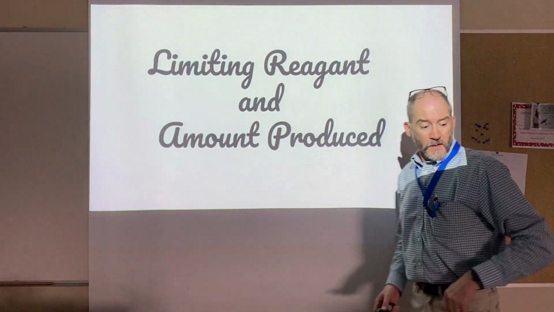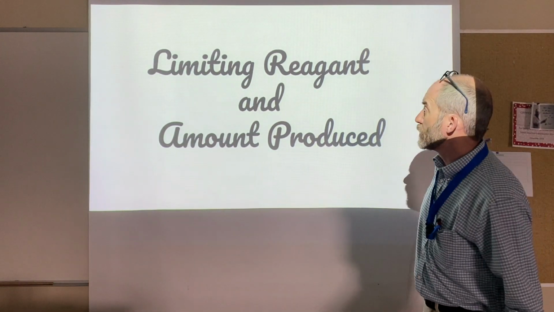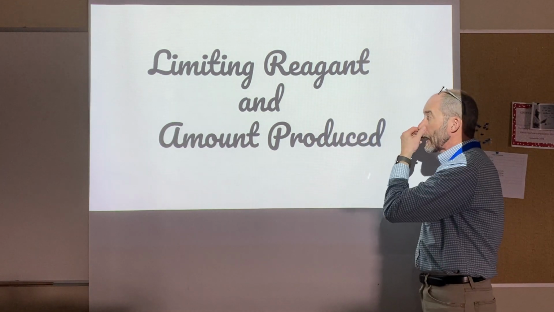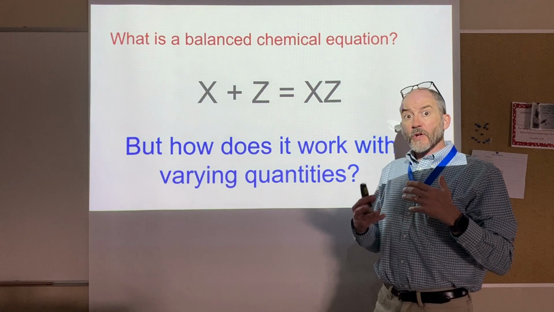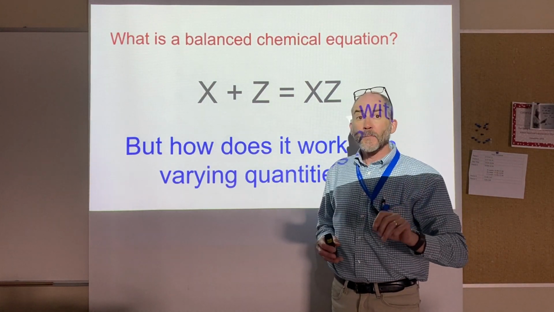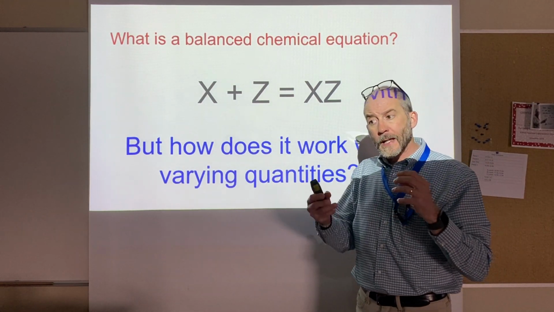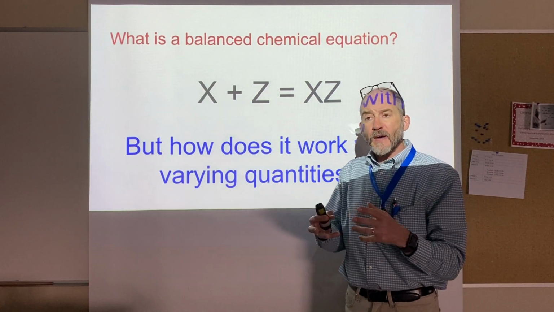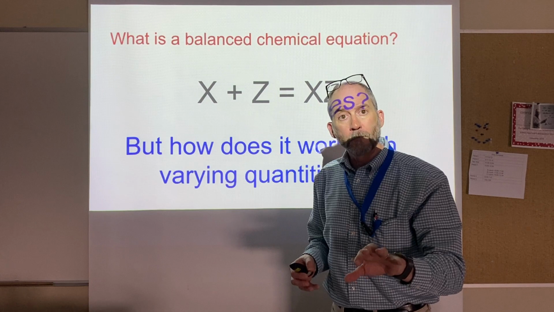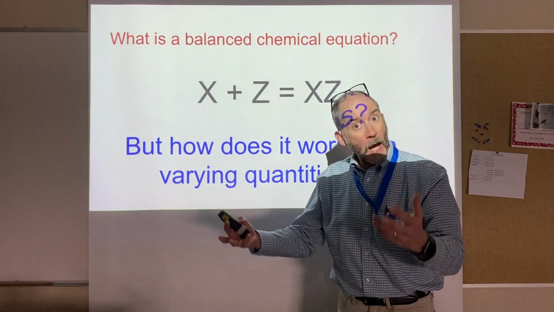All right, hello. Today I have a presentation for you that is called Limiting Reagent and Amount Produced. Now what I'm going to do is just have a very general discussion very quickly. You already know what a balanced chemical equation is. You know that a chemical equation represents some type of reaction.